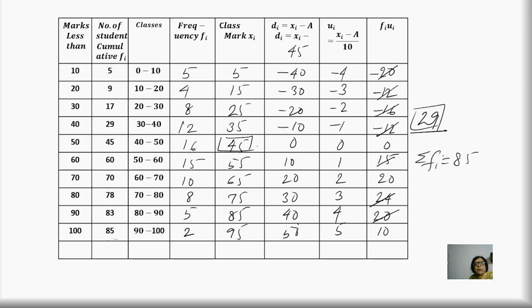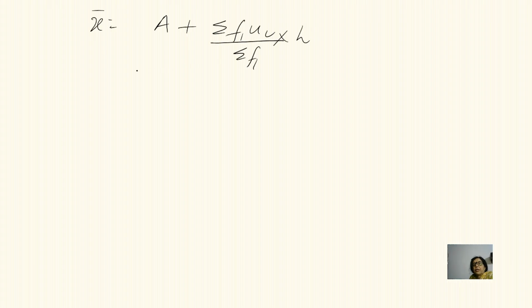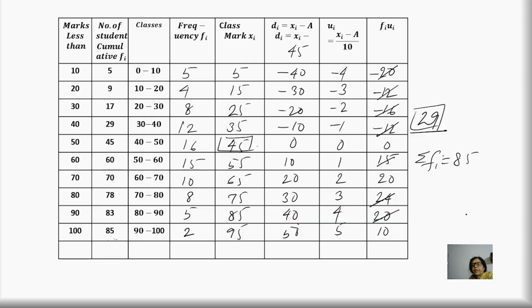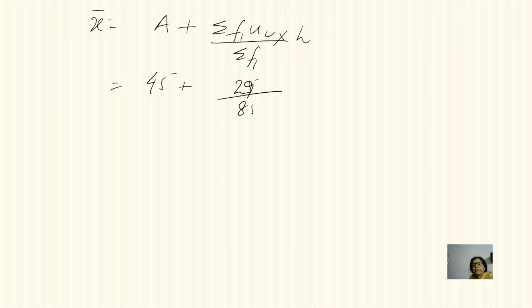Now let us solve it and get the mean value. So X mean is equal to A plus summation FiUi by summation Fi into H. So A we have taken as 45. Summation FiUi is coming as 29, by summation Fi, summation Fi is 85, this is 29. So 29 by 85 and the class interval is 10.